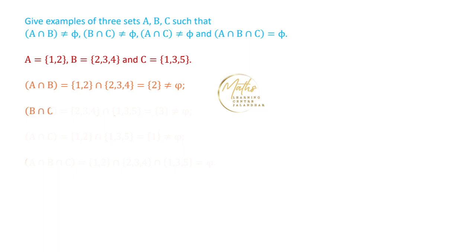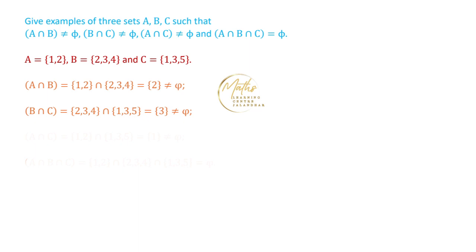If we calculate B intersection C, this is the set B, we are taking the intersection with C. What is the common element over here? The common element is 3. Again, this set is not an empty set.